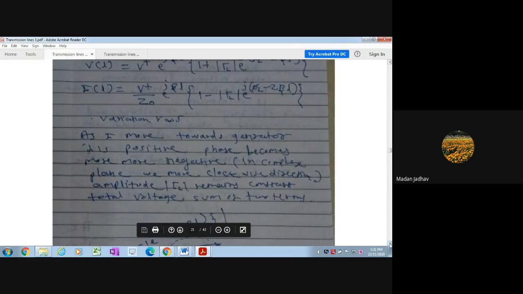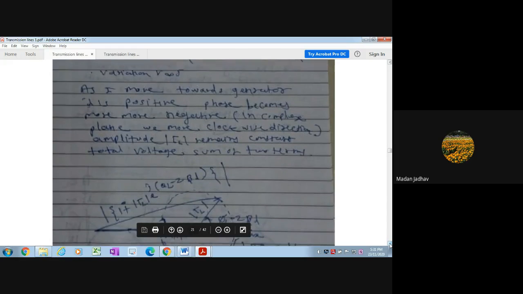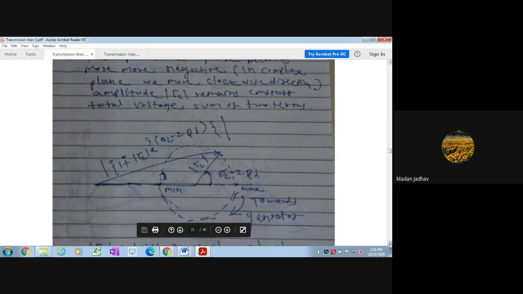And if the phase is changing, then here this is the reflection coefficient, this is the phasor form, meaning the first term represents magnitude 1. Now the second term is this one, and this second term is the reflection coefficient.